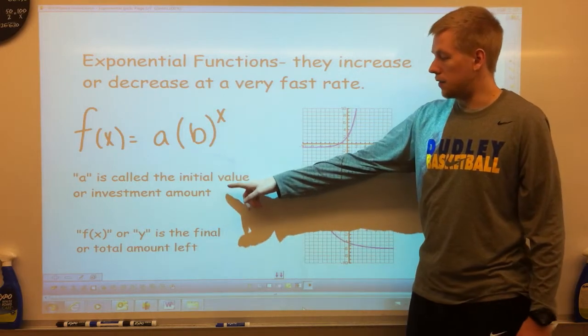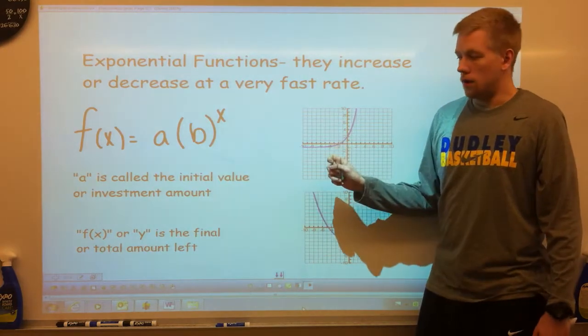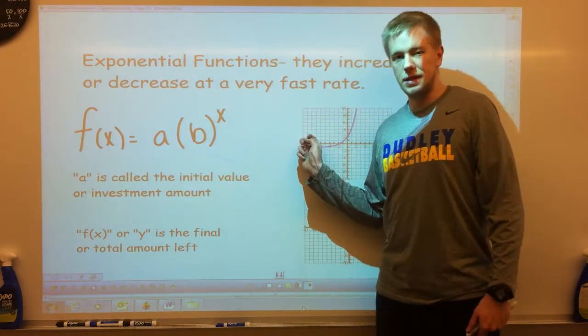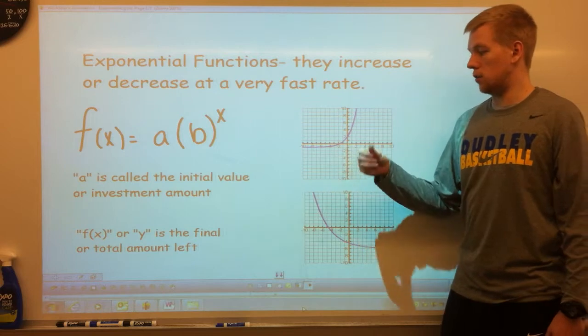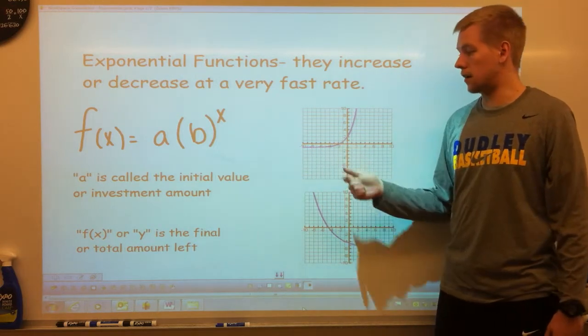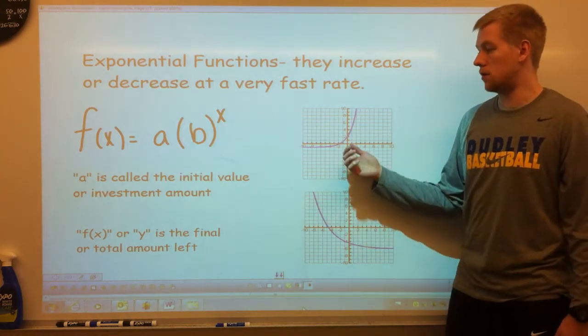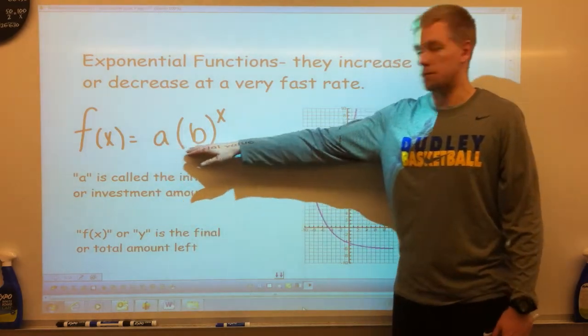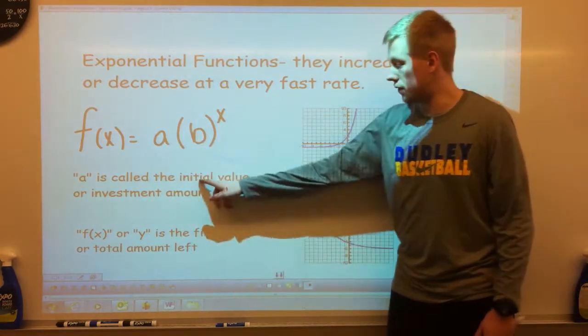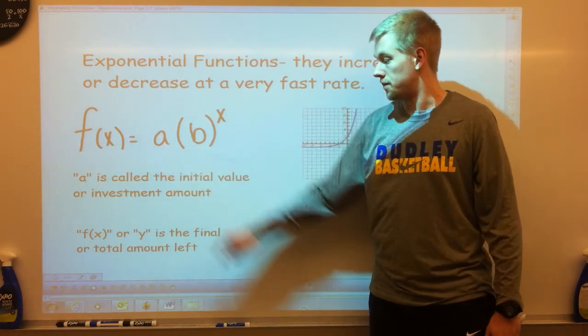Below, a is called the initial value or the investment amount. A lot of word problems and EOC type problems that they're going to give you are going to deal with either money or some type of scientific problem. You'll see this in biology next year, or maybe even in earth and environmental, where you'll have exponential type functions. So the initial value or the investment amount is what will normally be right here for a.